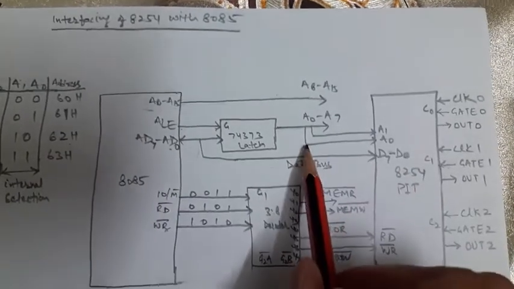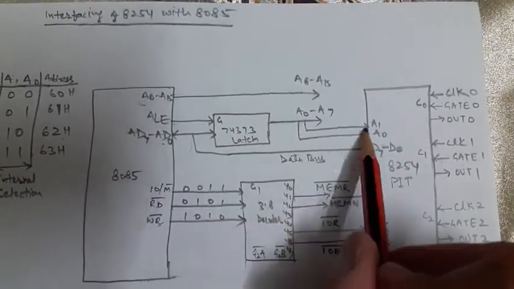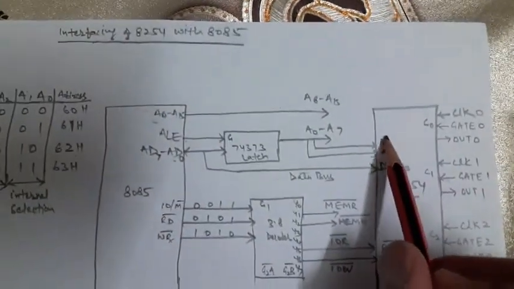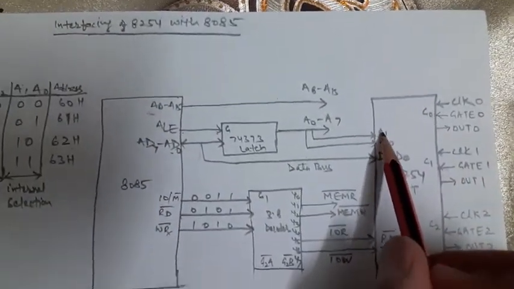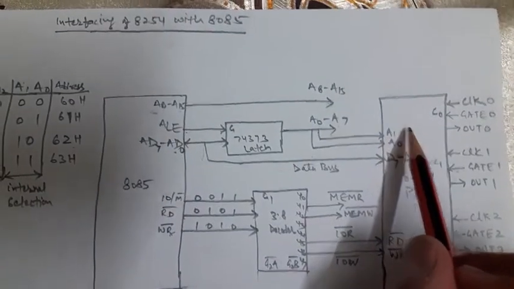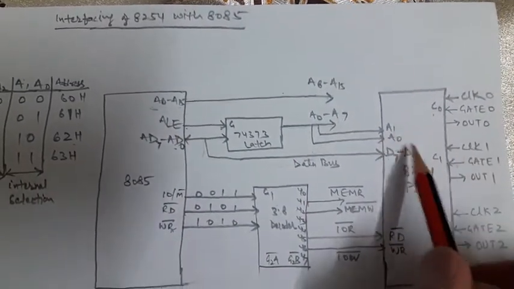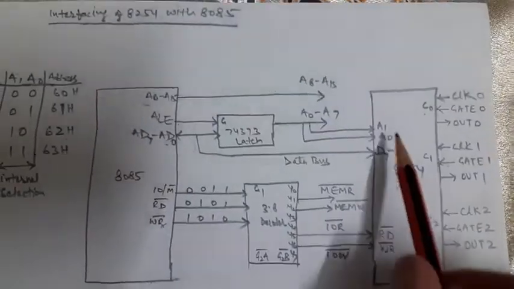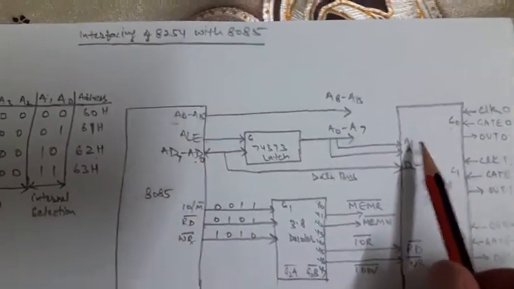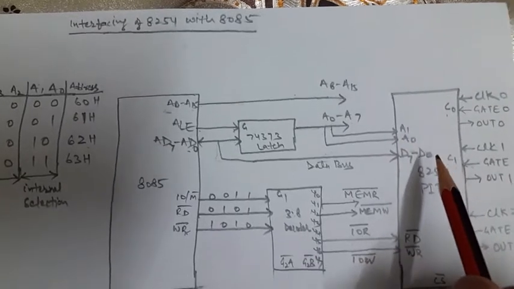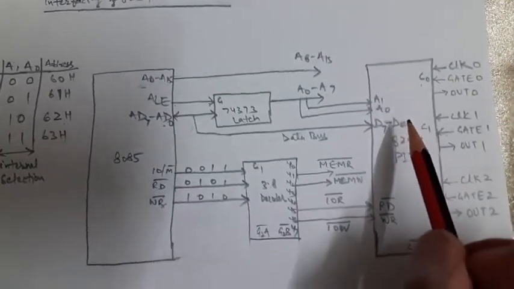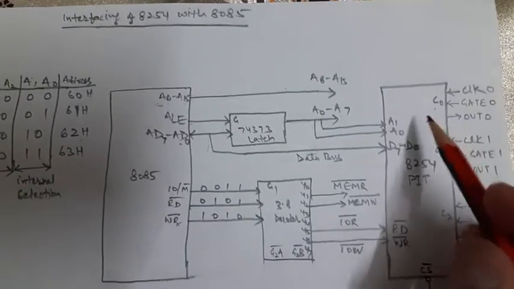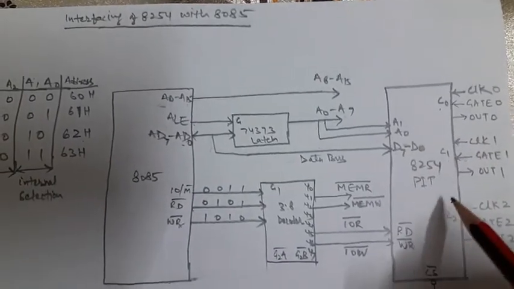Now these two lines will go inside the 8254 chip for internal selection. Whenever these have value 00, counter 0 will be selected, 01 counter 1, 10 counter 2, and if they have 11 then the command word will be selected. So we will decide some address for this 8254 internal selection.